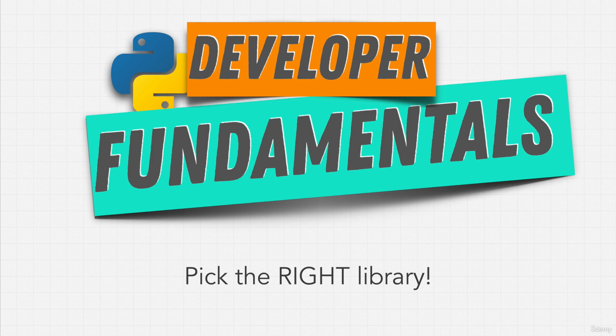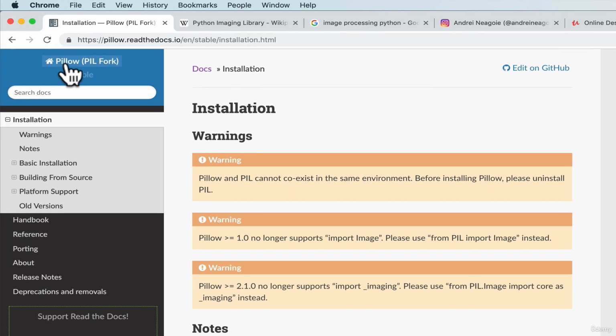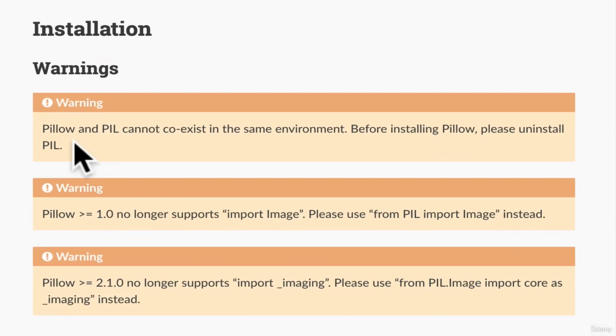Well, let's have a look at what we just installed in the previous video. We installed this library called Pillow, which allows us to manipulate images using Python. But I also mentioned that there's a couple of warnings here. It says, hey, Pillow and PIL cannot coexist in the same environment. Before installing Pillow, please uninstall PIL. We also have some version warnings as well. So what does this mean?